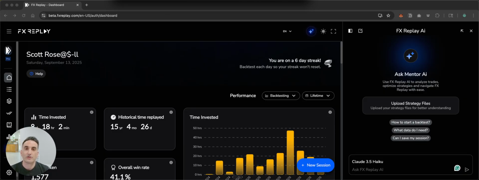Phase three, Mentor is your full trading companion, an integrated co-pilot combining personal strategies, live market data, news events, and journal insights, delivering real-time, data-driven coaching. Today, you'll experience phase one, plus an early taste of phase two, chart analysis.